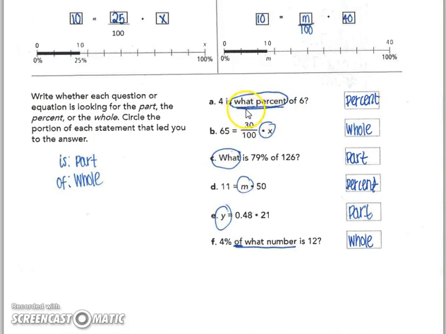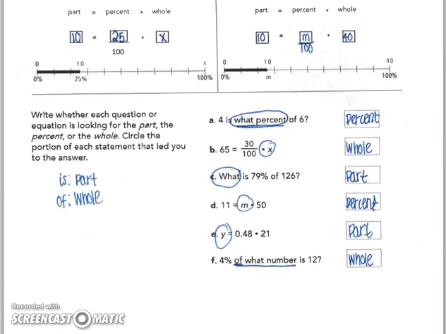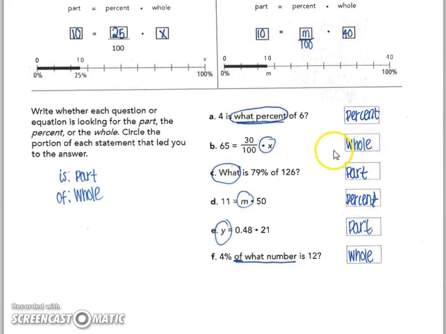So we can see here that it says what percent, which tells us that we're trying to find the percent here. Now with our second example, we have 65 equals 30 over 100 times x. And remember that x always, just like we saw towards the top, x always represents the whole amount, which tells me B is going to be the whole amount.